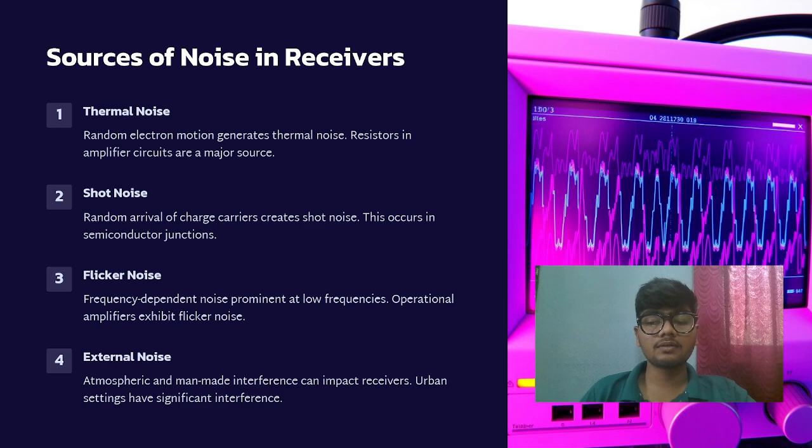And next is flicker noise. It is frequency dependent noise, prominent at low frequencies. Operational amplifiers exhibit flicker noise. External noise: atmospheric and man-made interference can impact receivers. Urban settings have significant interference.